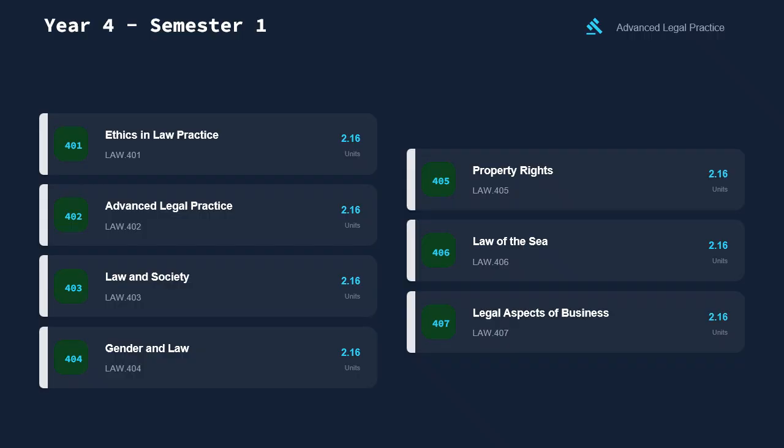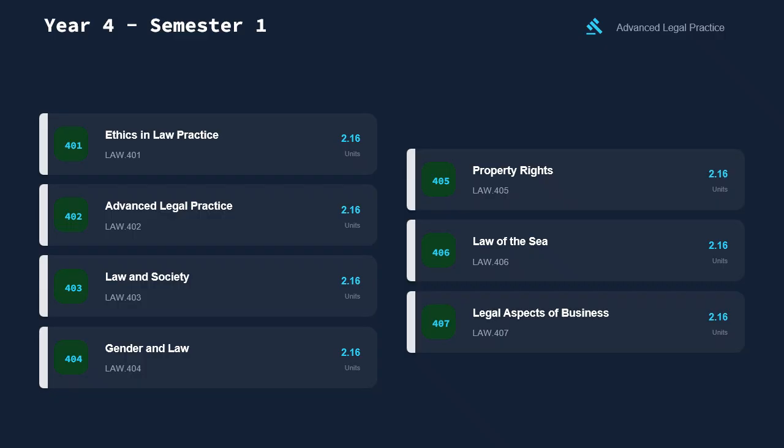Real-life example: predictive policing algorithms may perpetuate racial biases in law enforcement, illustrating how technology can encode inequality. Legal responses include impact assessments and transparency requirements.